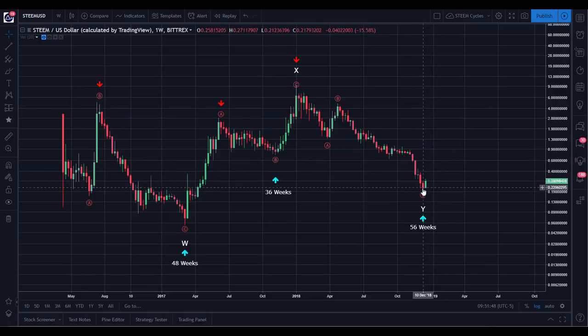It's not going to be a straight up vertical ascent. There will be ups and downs, ups and downs, ups and downs, just like you saw here. However, from a weekly cycle perspective, it bodes well for the next year, 6 months to a year or so, for the price of STEAM.